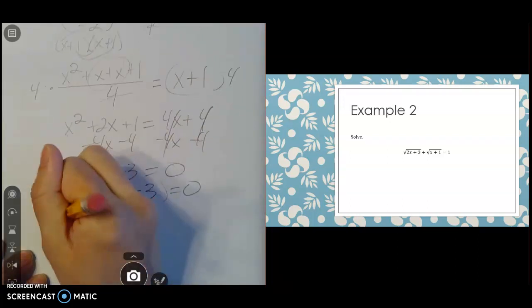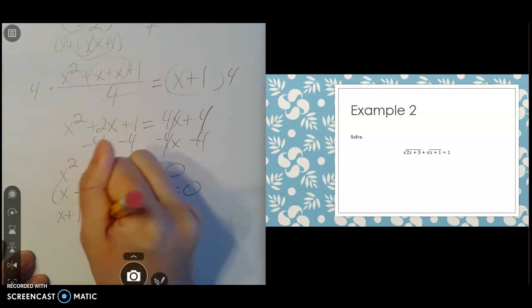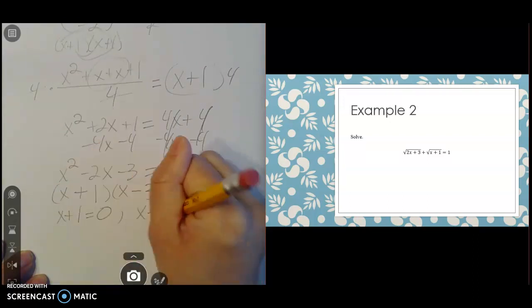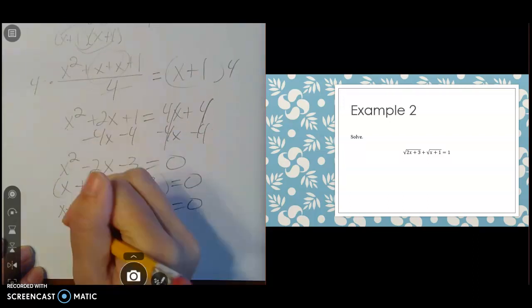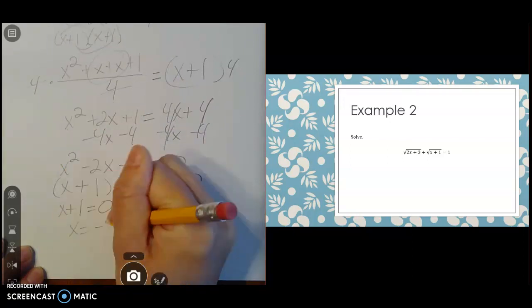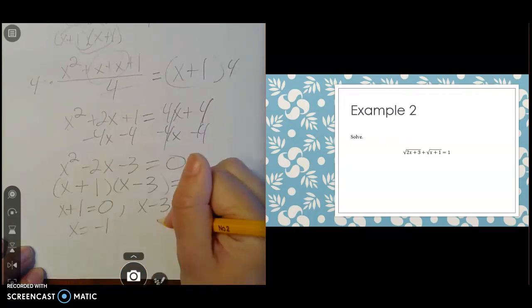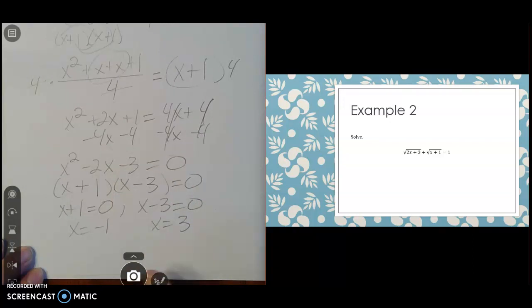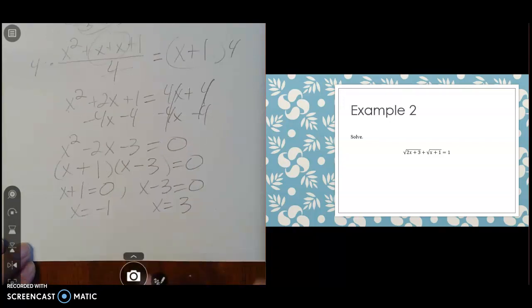From this point, we're going to have our two separate equations. X plus 1 equals 0, and x minus 3 equals 0. I'll subtract 1 from both sides and get x is negative 1. I'll add 3 to both sides and get x is 3. We do need to check.